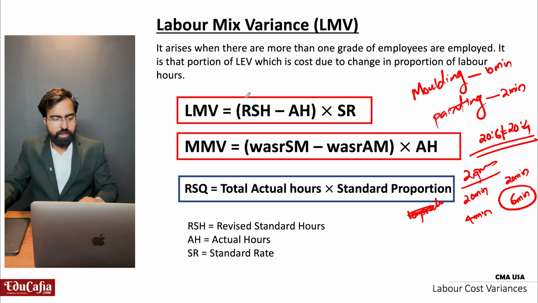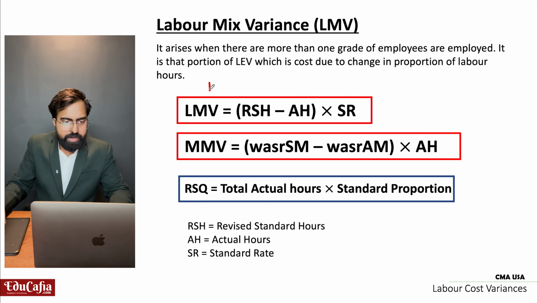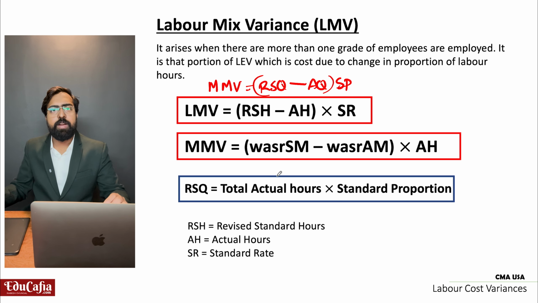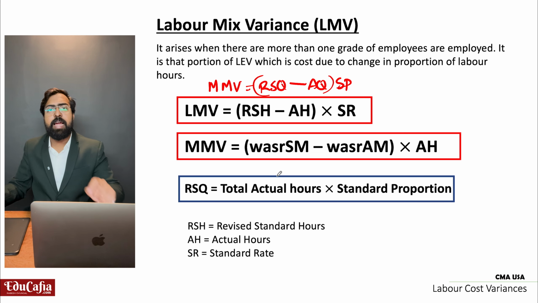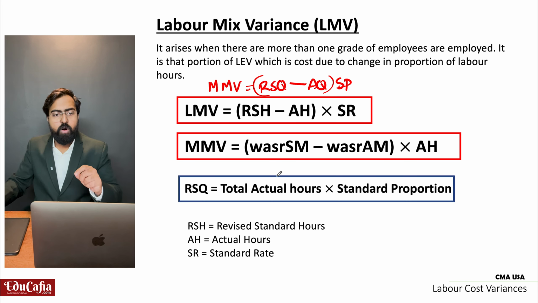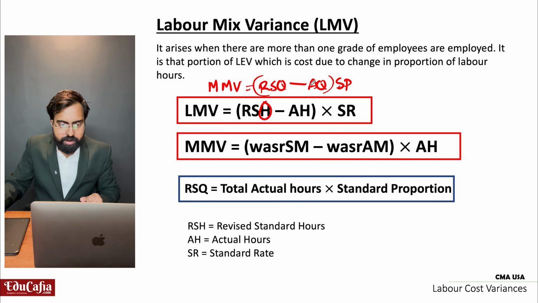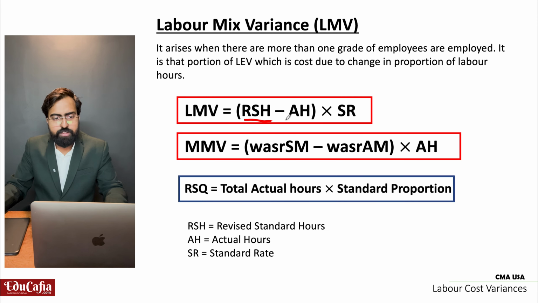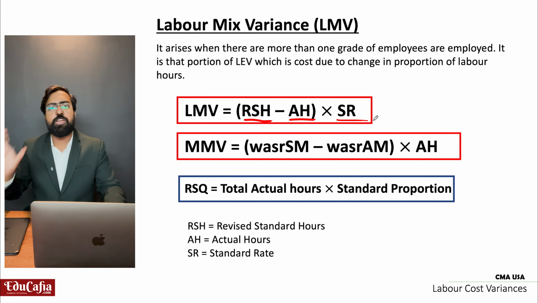So how do we calculate the mix variance? What was the equation? RSQ minus AQ into SP. RSQ, revised standard quantity, minus actual quantity into standard price. Instead of quantity we will take hour. Instead of price we will take rate. That is the only difference. So RSH minus AH into SR, same equation.